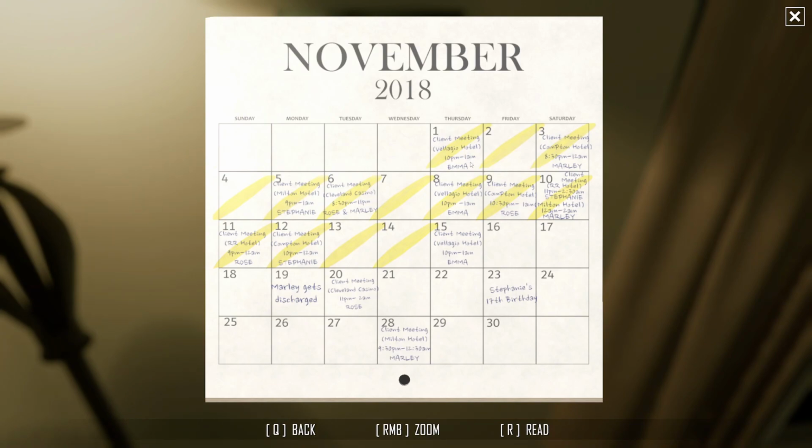Client meeting, Villagio Hotel, Emma. Client meeting, Molly. Client meeting, Milton, Stephanie. Client meeting, Casino, Rose and Molly. Emma, Rose, Molly. Stephanie. 13-14, client meeting, Villagio Motel, Emma. Molly gets discharged. Stephanie's 17th birthday. Oh, great. Client meeting, Molly.